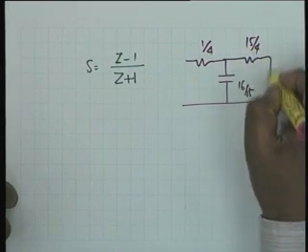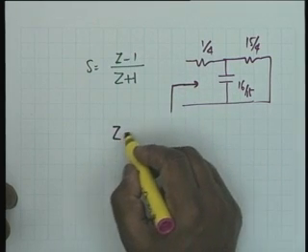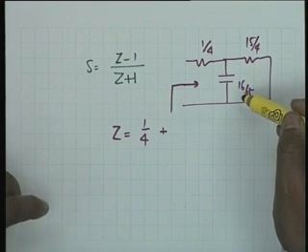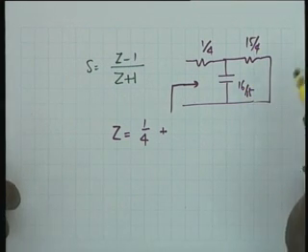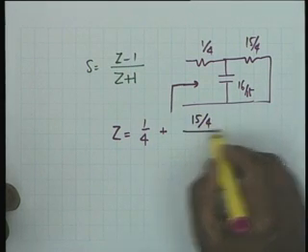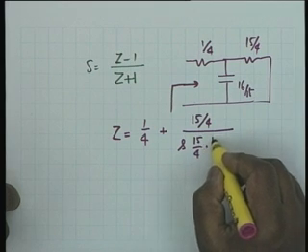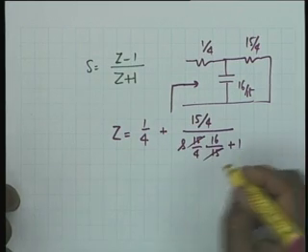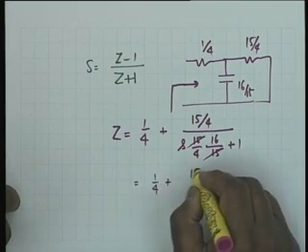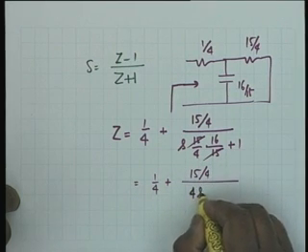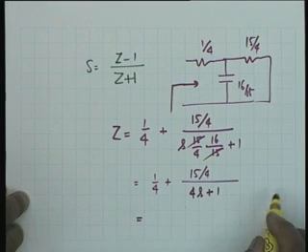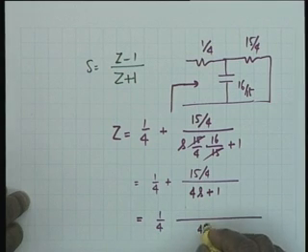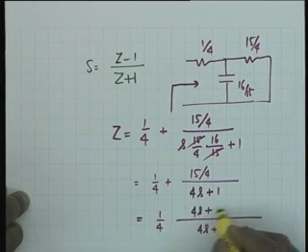Z obviously is equal to 1/4 plus the parallel combination of resistance and capacitance, and I have already told you R divided by SCR plus 1. So 15 by 4 divided by S, 15 by 4 multiplied by 16 by 15 plus 1, which is equal to 4S plus 1. So it is 1/4 plus 15 by 4 over 4S plus 1, which is equal to, I can take 1/4 common, 4S plus 1 and here 4S plus 16. That is correct.